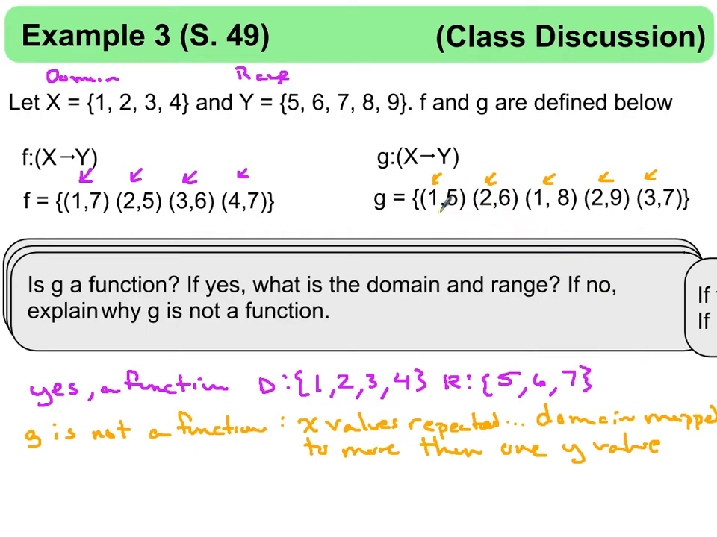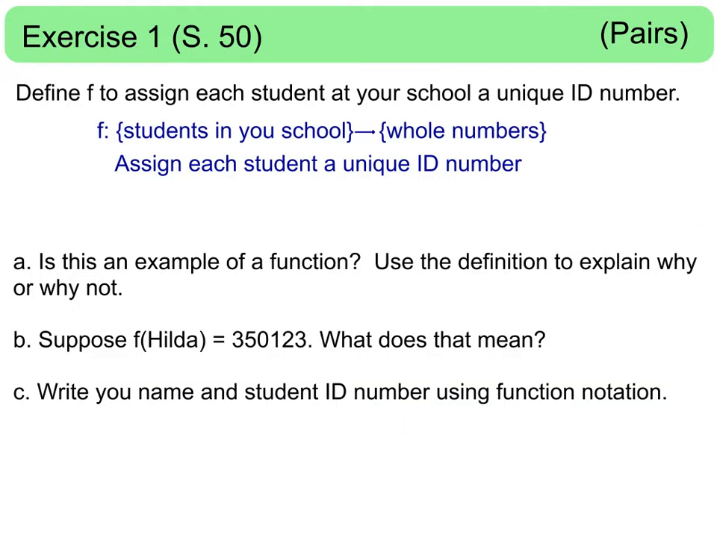In other words, you can't map a 1 to a 5 and then turn around and map it to an 8. It can't belong to both in that particular instance. So if we look at exercise number 1, these are some of the things that you would have practiced in class, probably in pairs. And so it says define F to assign each student at your school a unique ID number. So here we are, the students in the school listed as our domain, and then the whole numbers that are in the list.